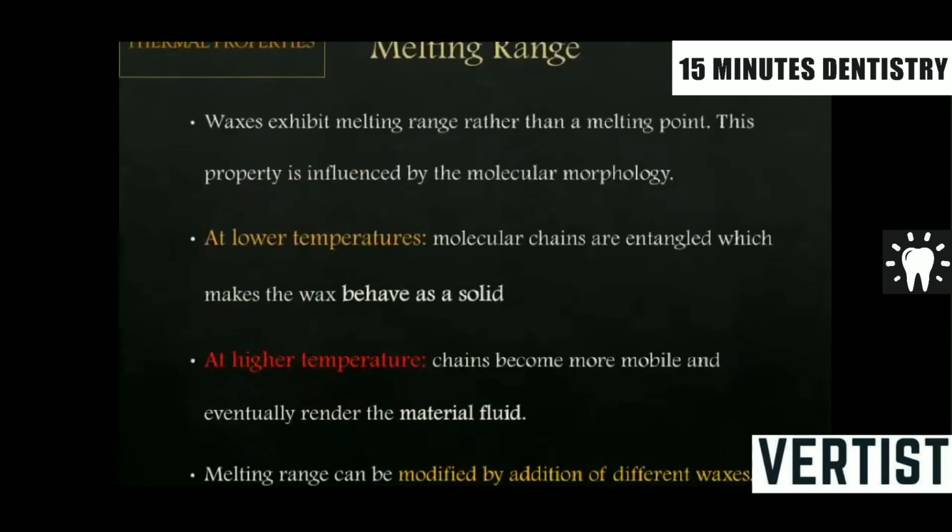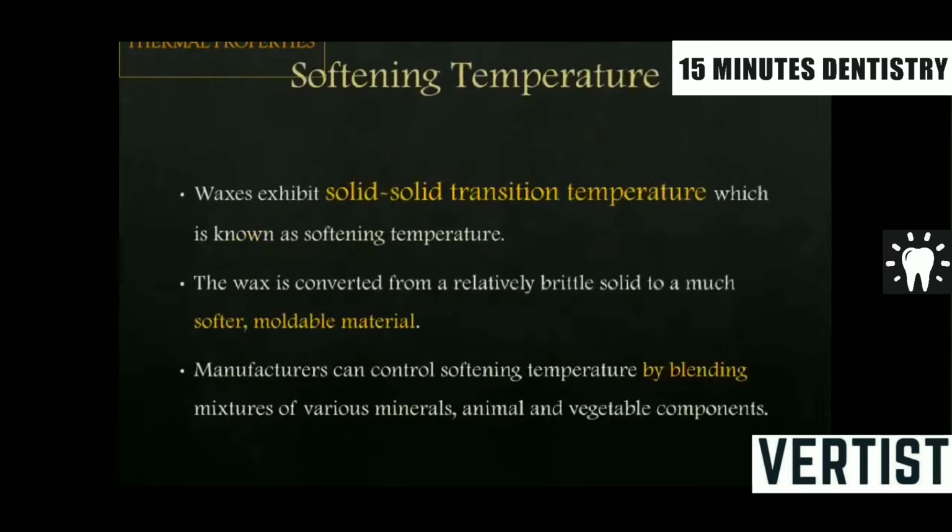Coming to the melting range, which is a thermal property, waxes exhibit a melting range rather than a point. This property is influenced by the molecular morphology of the waxes. At lower temperature, the molecular chains are entangled, which makes the wax behave as a solid. At higher temperature, chains become more mobile and eventually render the material fluid. Melting range can be modified by addition of different waxes.